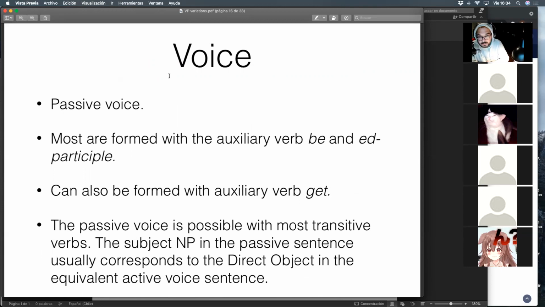You can also form passive voice with the auxiliary verb get. So you can replace the verb be by the verb get, and you have the very same result. The passive voice is possible with most transitive verbs. The subject noun phrase in the passive sentence usually corresponds to the direct object in the equivalent active voice sentence. It is basically the very same stuff I was saying.